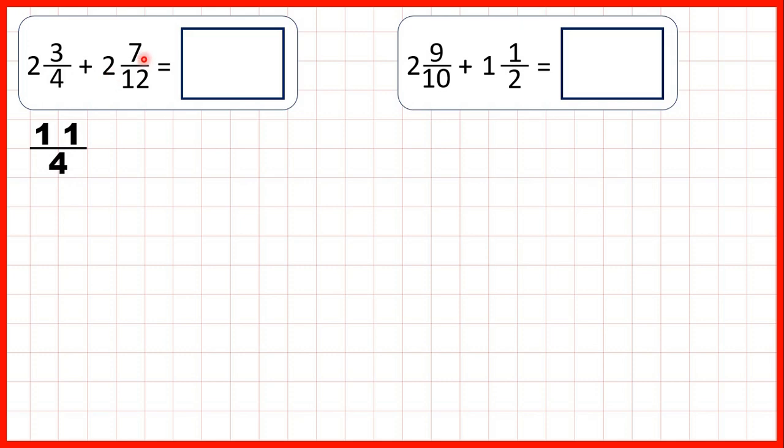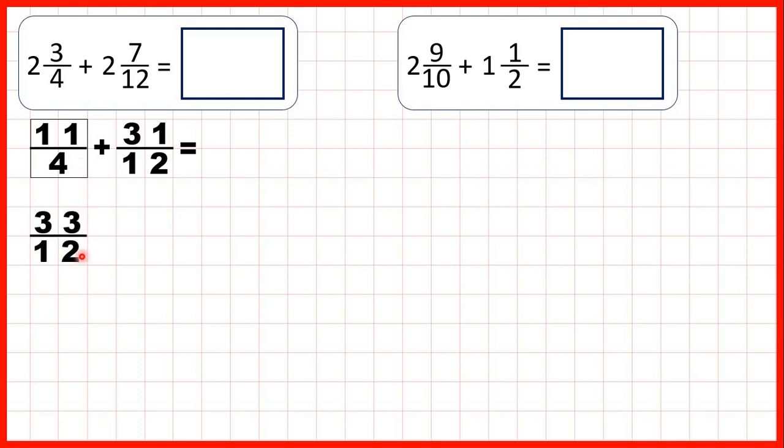We're adding 2 7/12, but we can turn that to an improper fraction as well. 2 times 12 is 24, plus 7 is 31, so that's our numerator, and the denominator stays the same. So now we have improper fractions, but to add fractions, we need the denominators to be the same. So we need to find an equivalent fraction to 11/4, which has a denominator of 12.